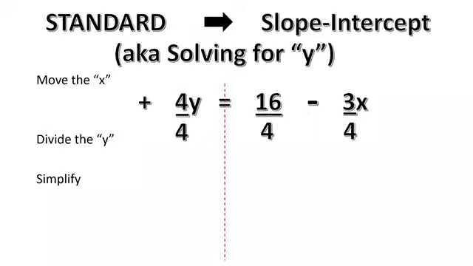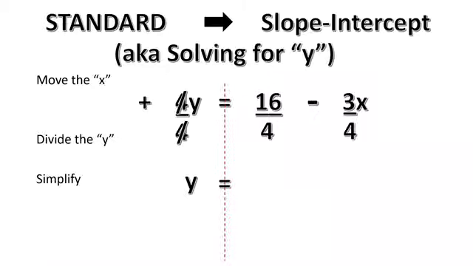And so the last step is to simplify. That means each term must be reduced to its lowest terms. For example, 4 divided by 4, the 4's cancel out and it's equal to 1. And so we're left with 1y. There's that invisible number again.